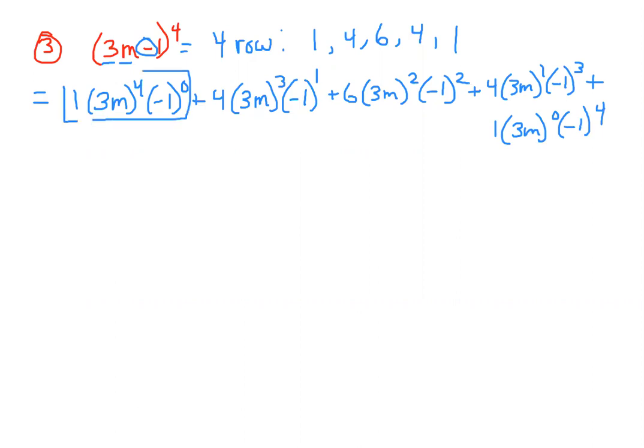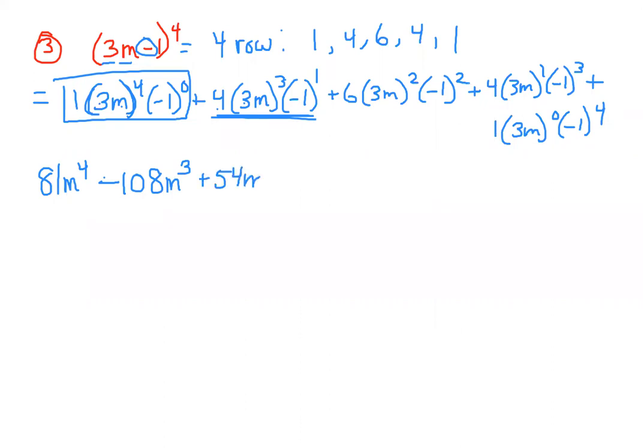This right here simplifies. Remember that because there's parentheses here, this is 3 to the 4th and m to the 4th. So 3 to the 4th is 81 m to the 4th. And here we've got a 4 times 3 cubed. So that's going to be 108, but then we have negative 1 to the 1st power, so that's going to be negative 108 m cubed. And here we have 3 squared, 9 times 6 is 54, negative 1 squared is positive 1, so we have plus 54 m squared.